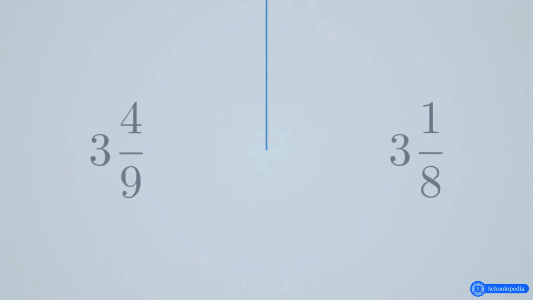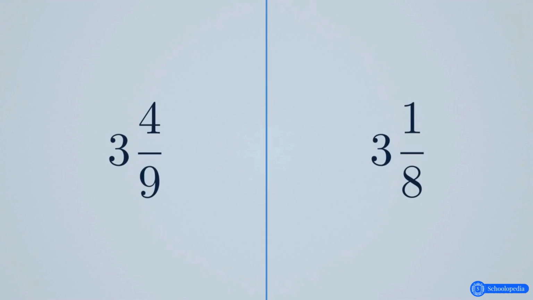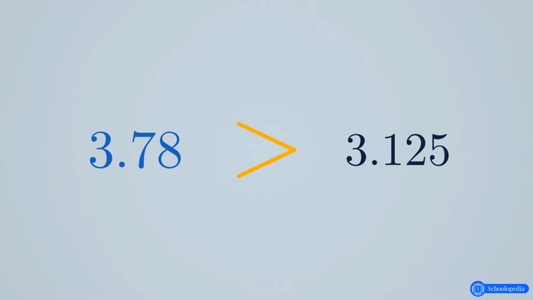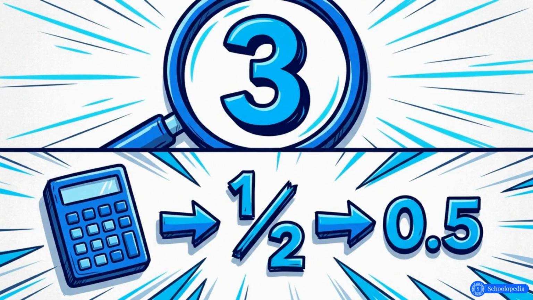Here is our final challenge, 3 and 4/9 versus 3 and 1/8. The whole numbers are identical, so we isolate the fractions. Dividing the numerators by denominators converts the values to 3.78 and 3.125. 3.78 carries more weight, solving the problem. The most complex mixed numbers break down into simple steps. Check the whole numbers, then convert the fractions.